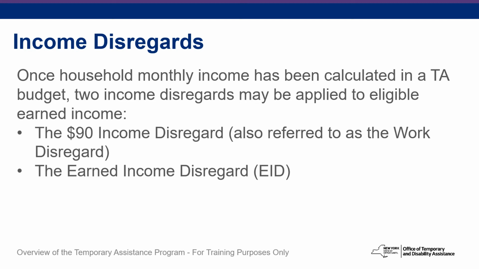For households with earned income, there are two income disregards that may be applied to eligible earned income. The $90 income disregard, also referred to as the work disregard, and the earned income disregard, or EID. The EID, which is updated each year, but currently fluctuates around 50%, is applied to budgets of eligible TA recipients. This disregard is provided as an incentive for recipients to work. The EID is not provided to TA applicants unless they have children in the TA household or are pregnant, are working, are eligible for TA prior to the EID being applied, or have been in receipt of TA within the past 4 months.